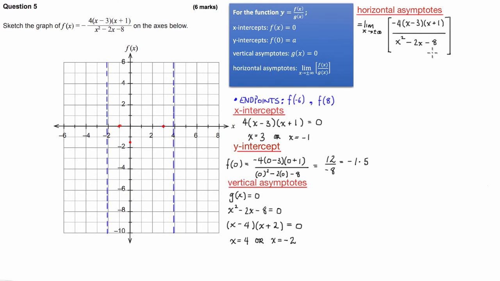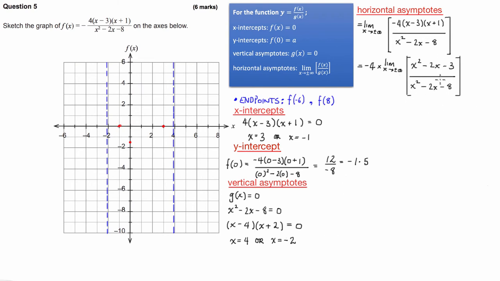Now from here, guys, I'm going to take this -4 outside of the bracket, and I'm also going to multiply out those binomials just there to get my quadratic function similar to the one in the denominator. So by taking out the -4, it's going to be equal to -4 times the limit as x approaches positive and negative infinity of, so the numerator is going to be x squared, take 2x, take 3, and the denominator is still this function.